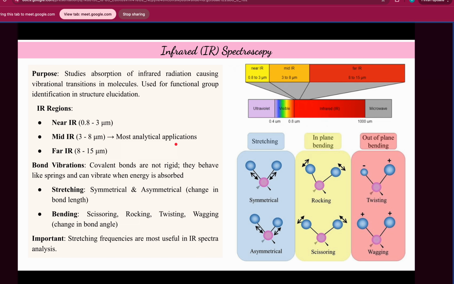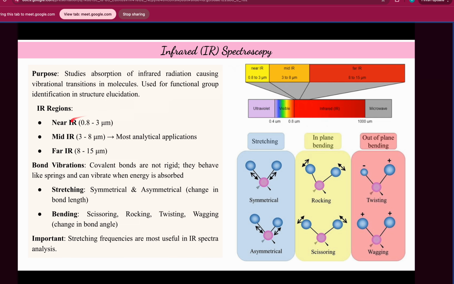So why do we use infrared spectroscopy? This studies the absorption of infrared radiations, and this causes the vibrational transitions in molecules, and it is used for the functional group identification and structural elucidation. And most of the times when we are performing IR spectroscopy, we generally explore the mid IR region.